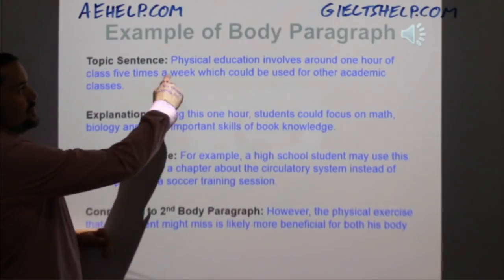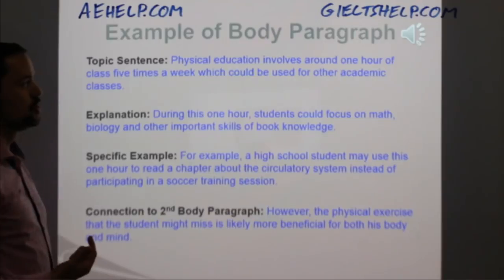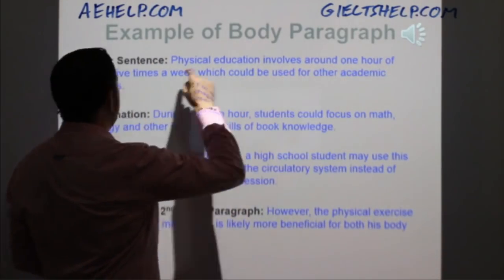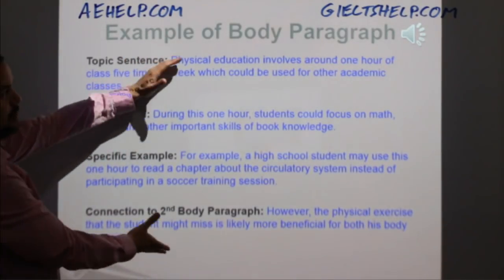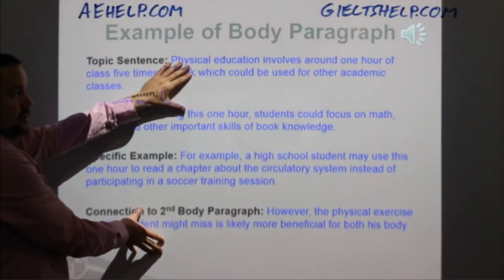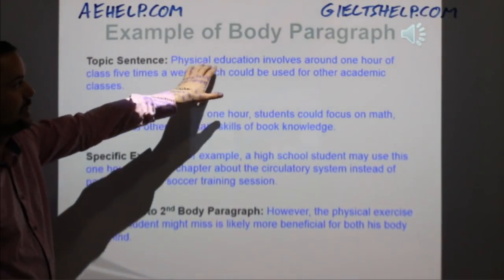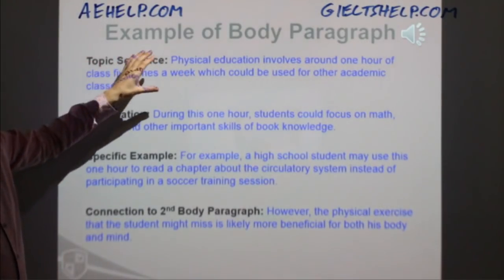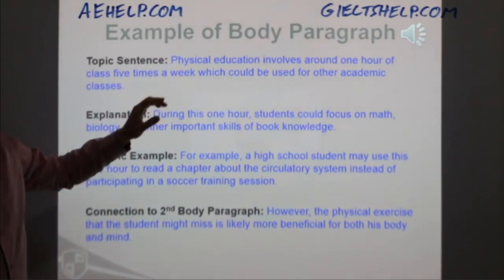Okay, so notice I have my topic, physical education, and then I have my controlling idea, time that could be used for other academic classes. So for the reader now, it's very clear that this body paragraph will talk about the negative of PE class in schools, and it's very, very clear for them from the topic and the controlling idea of the topic sentence. Okay, and I'm taking this from the first point of my thesis. I hope that makes sense for everybody.